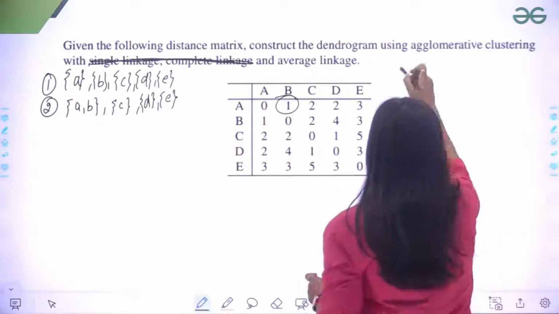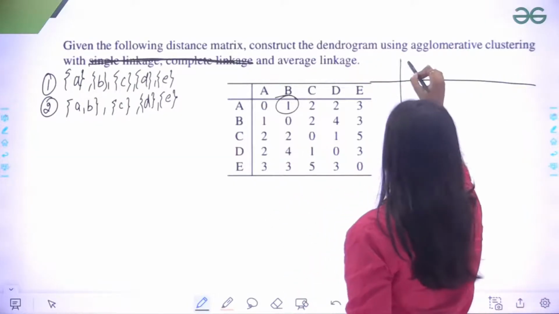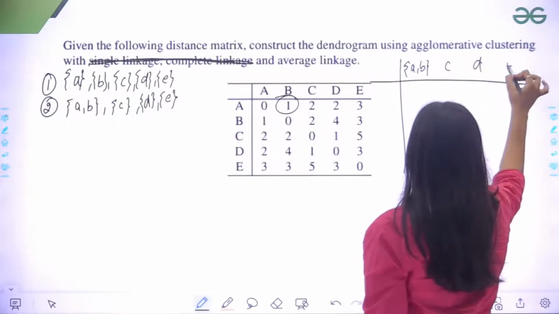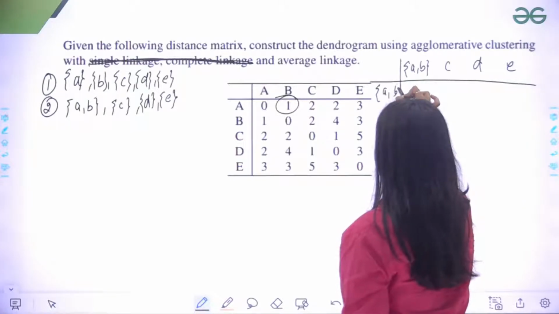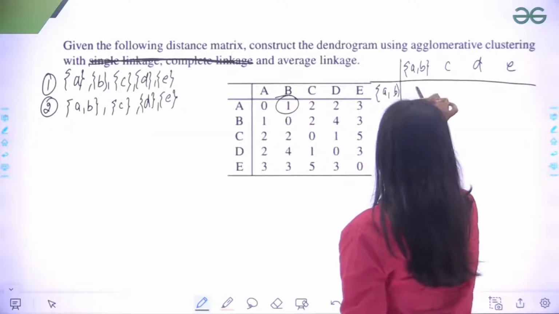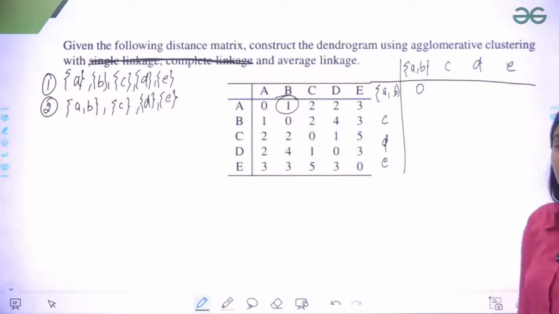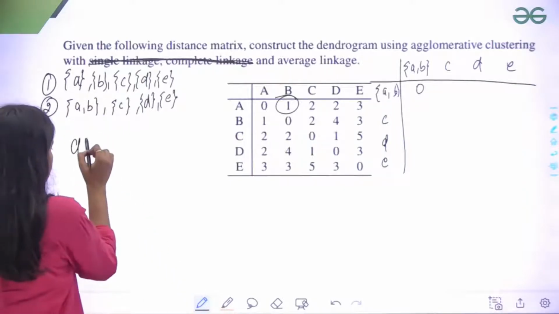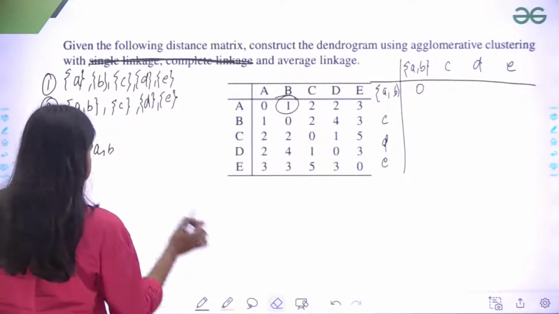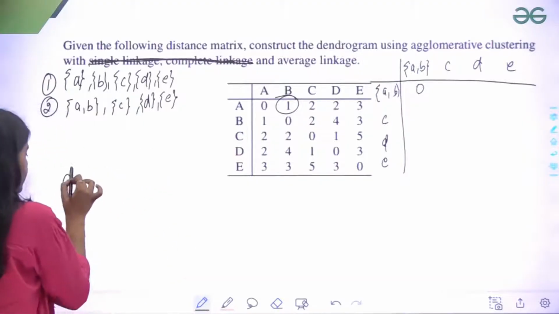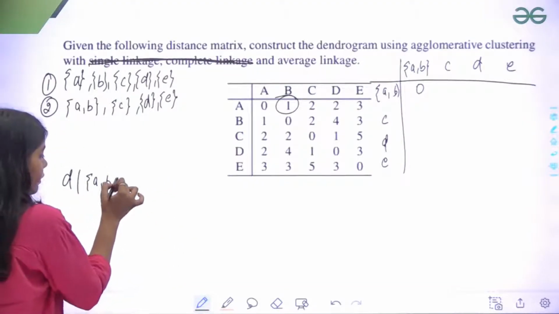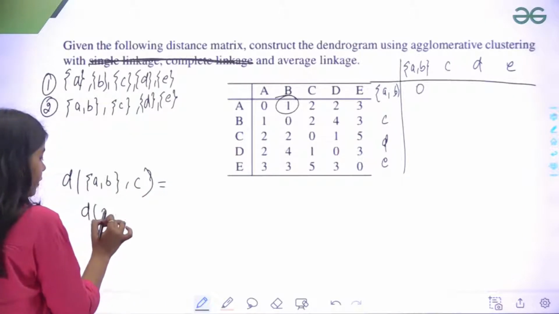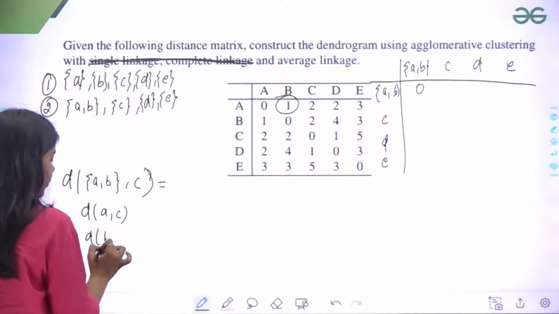Now I have to find the distances; just remember the average clustering formula. Clusters A, B, C, D, E. The distance of A, B with A, B is 0. Now let's find the distance of A, B with C using average linkage. I have to find the distance of A comma B with C. To find that, I'll find the distance of A with C and the distance of B with C.